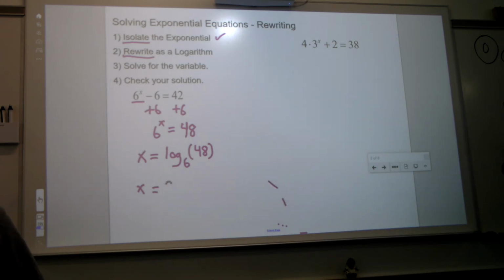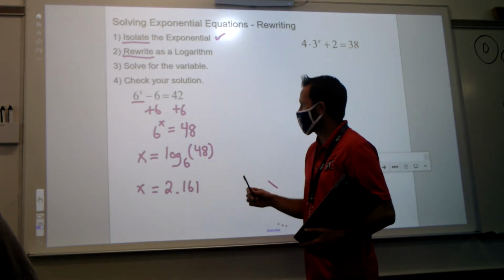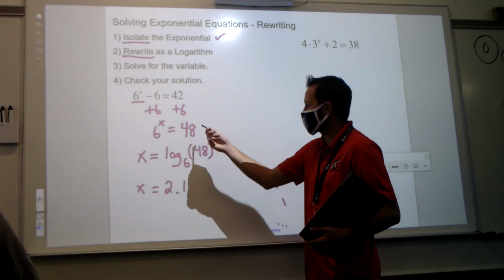2 point, would it be 161 if you round it? Okay. But there we go, so it's about 2.161. That tells me that 6 raised to that power is going to give you 48.